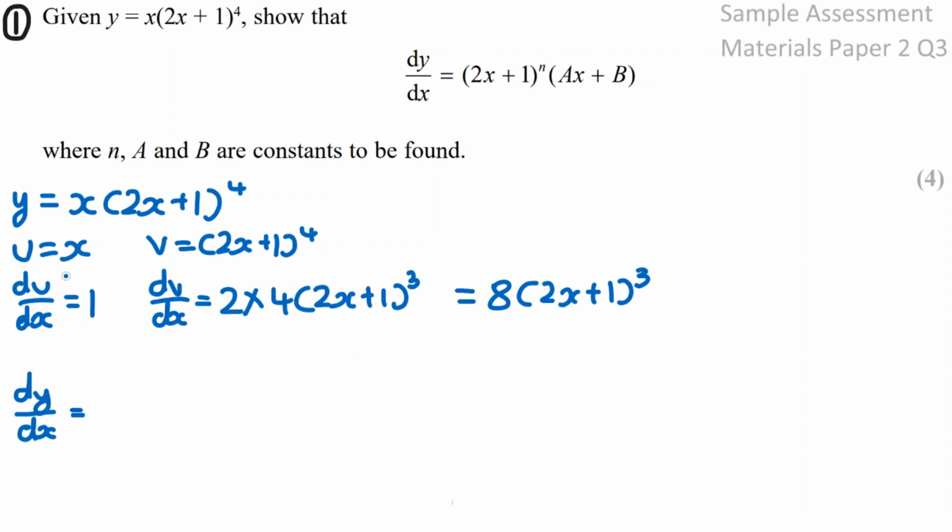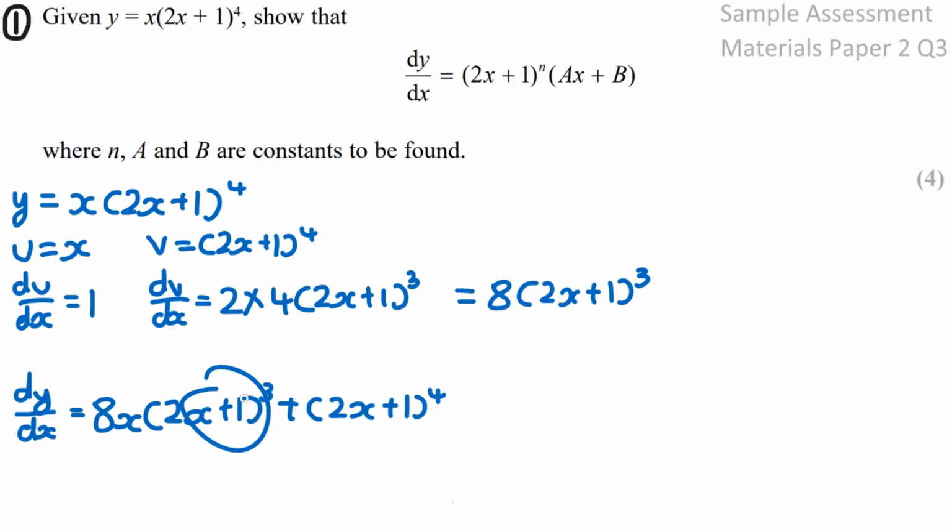So therefore dy over dx is equal to u multiplied by dv over dx, which is 8x(2x + 1)^3, plus, and then v multiplied by du over dx, which is just (2x + 1)^4. However, this here is not in the form that we need it, because we have two of the 2x + 1 brackets here, but we only want one present and we want one other bracket present.